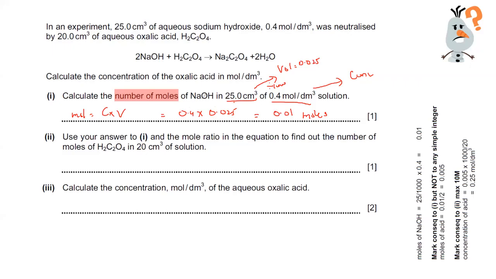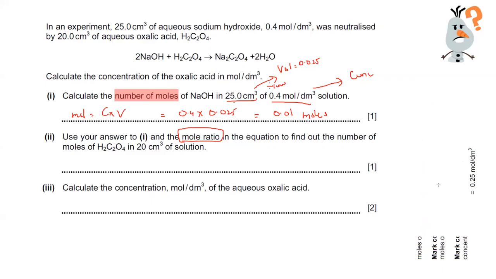Now the second part: use your answer and the mole ratio. Mole ratio means you have to use the ratio to get the answer. Sometimes they give you the hint in the question that you have to use a ratio. So what ratio will we use? We already worked out the moles of sodium hydroxide, and we need the moles of oxalic acid, which is C2H2O4.